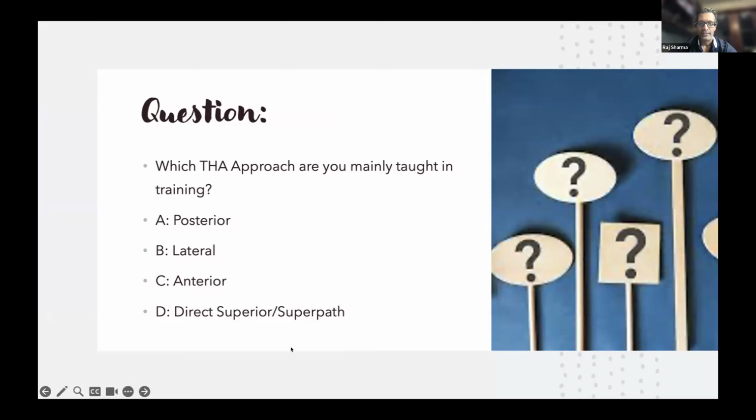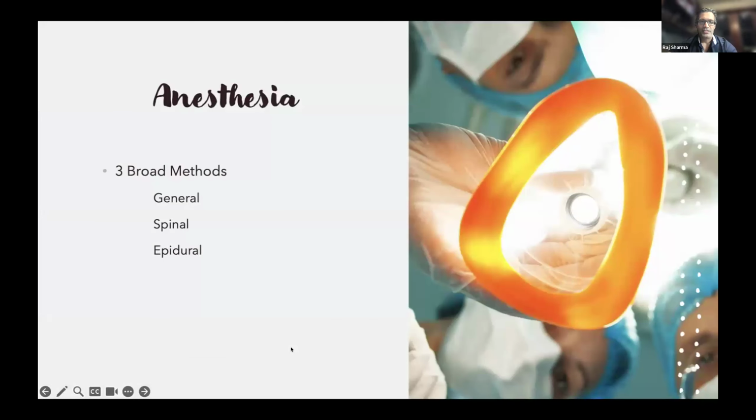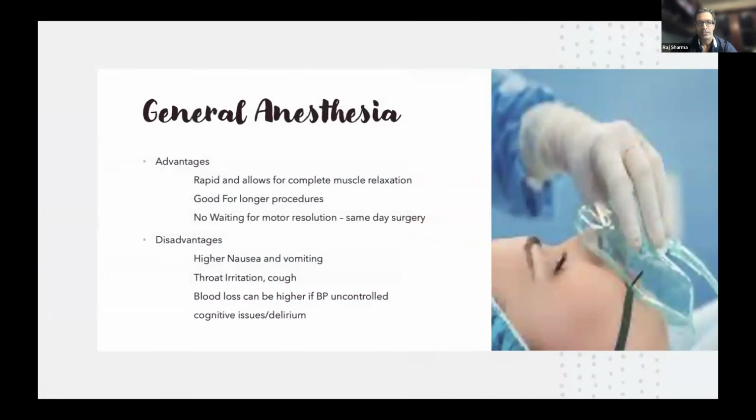Excellent. Okay. So in terms of anesthesia type, I'm going to jump into it. So 3 broad methods, and we saw that in the poll as well, in terms of spinal being the most. But there's generals, spinals, and epidurals, and I'll quickly just kind of go through some of the advantages and disadvantages of each of them. So in terms of a general anesthetic, it's rapid, just put the patient to sleep, allows for complete muscle relaxation. Good for longer procedures. Those procedures you can't predict the time.